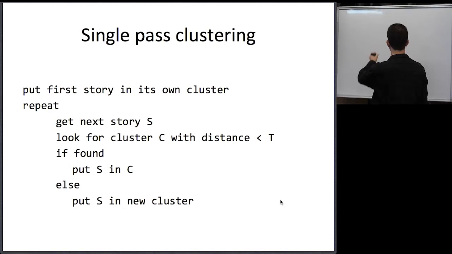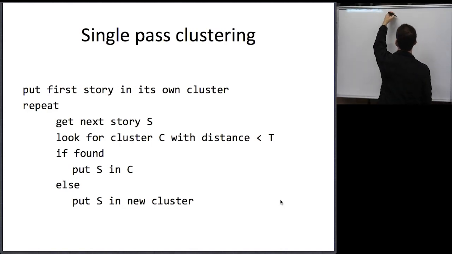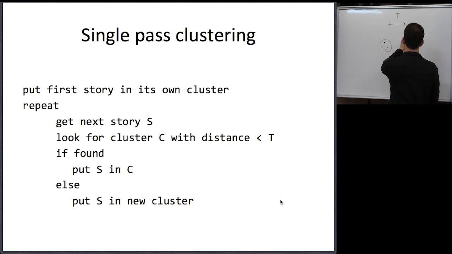you start with one story, and then another story comes in, and you have some threshold distance t. So say t is this far. And they're farther than that, so you say, okay, it's a new cluster. Then another story comes in, and you say, okay, that belongs in that cluster. And then another story comes in, and that's its own cluster. And then eventually, you end up with these clusters. So that actually belongs in that cluster, for example.